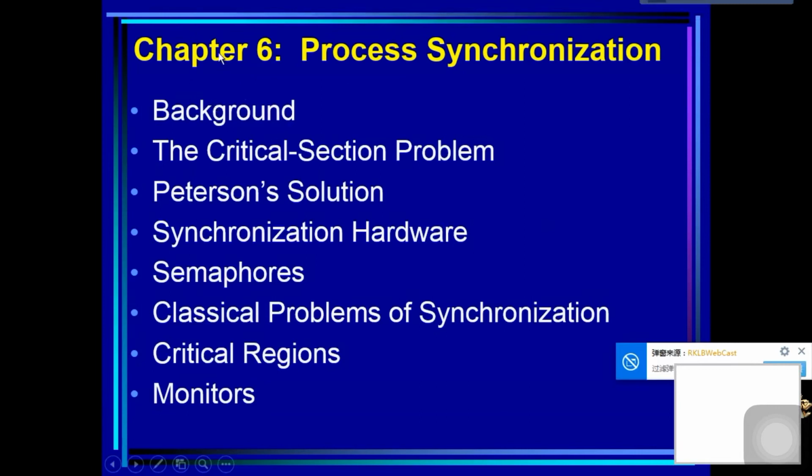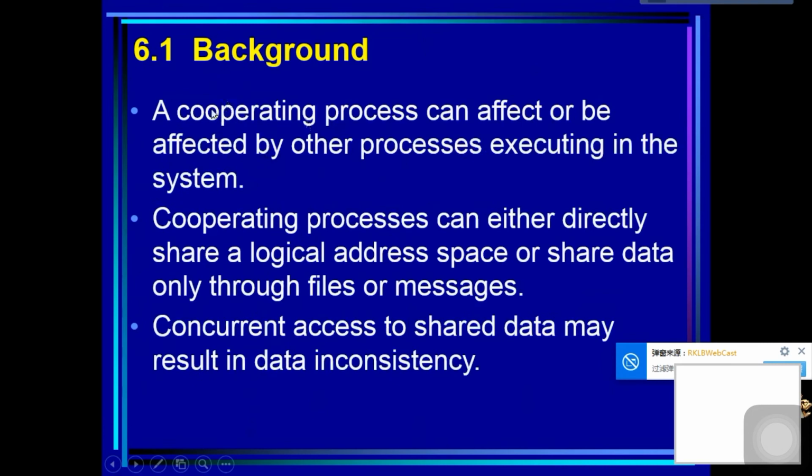Chapter 6, Process Synchronization. First, background. A cooperative process is one that can affect or be affected by other processes executing in the system. Cooperating processes can either directly share a logical address space, that is both code and data, or be allowed to share data only through files or messages. Concurrent access to shared data may result in data inconsistency.